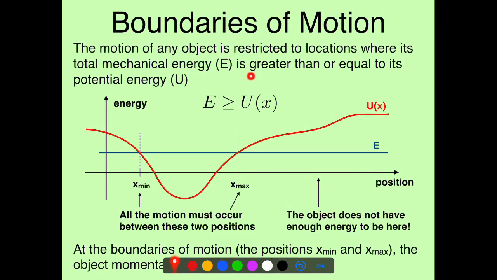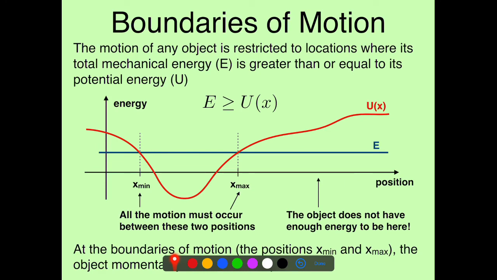Okay, and that proves the result that E has to be at all times greater than or equal to U. So we can look at this graphically. Let's say that this red curve is our potential energy, and that this blue line is the total mechanical energy of the object. Since that's constant, we'll just show it as a flat line, just one constant value throughout.